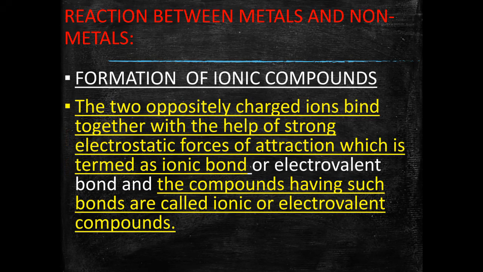When we look at the electronic configurations of metals and nonmetals, we find that their octet is not complete, and hence they form ionic bonds to form various compounds by transfer of electrons. The two oppositely charged ions bind together with the help of strong electrostatic forces of attraction, which is termed as ionic bond or electrovalent bond, and the compounds having such bonds are called ionic or electrovalent compounds.